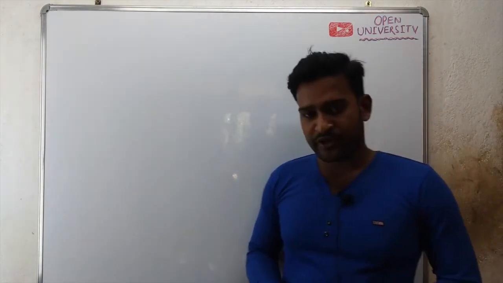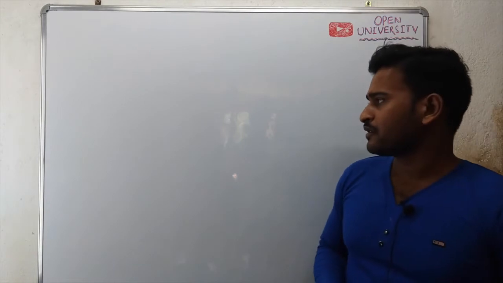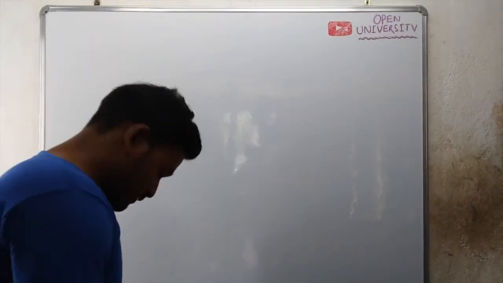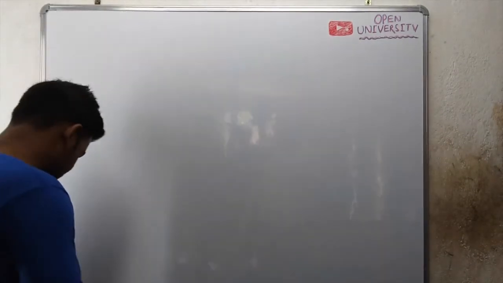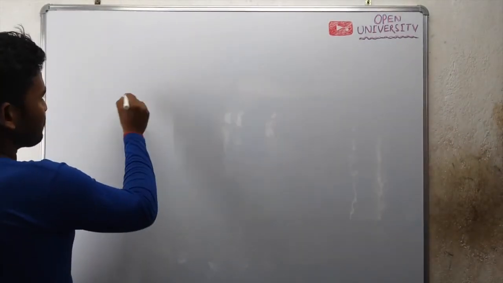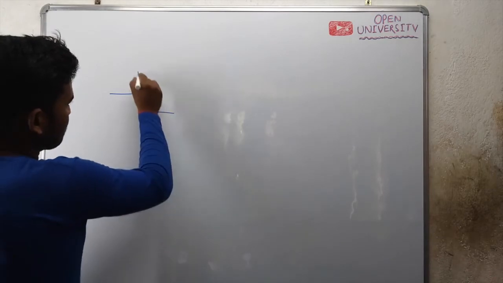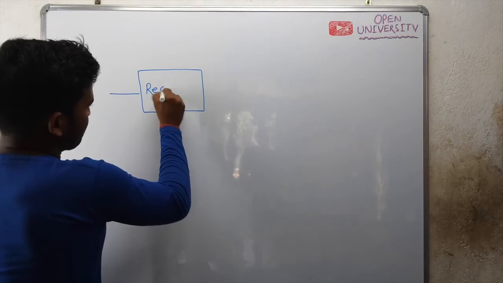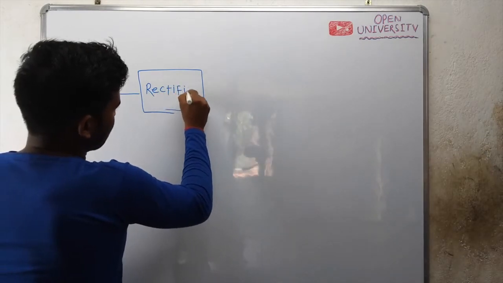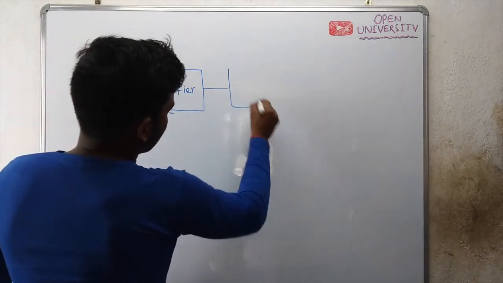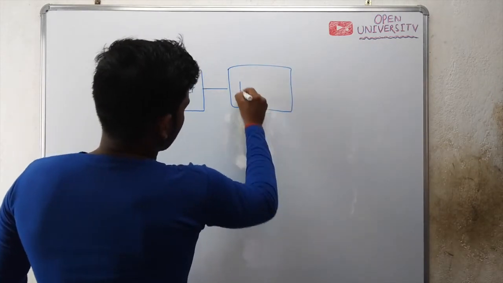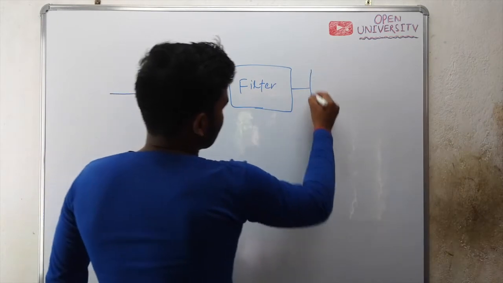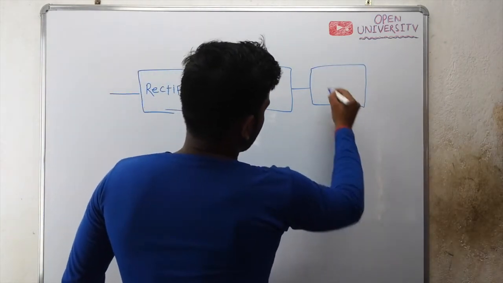In last class, we were discussing about rectifier. You see, what are the blocks present in a regulated power supply? A regulated power supply consists of a rectifier, then it consists of a filter, then there will be a voltage regulator.